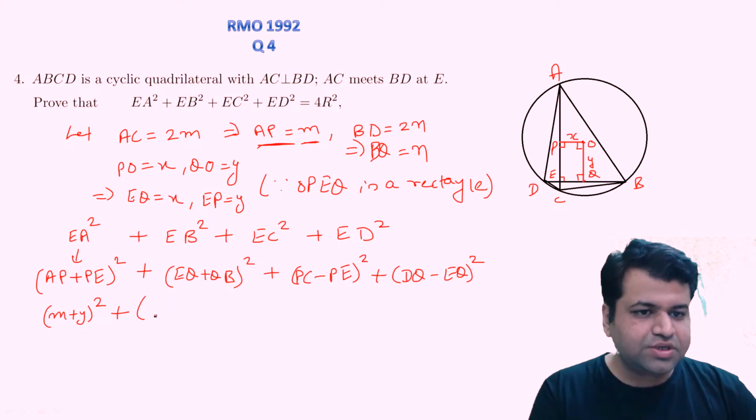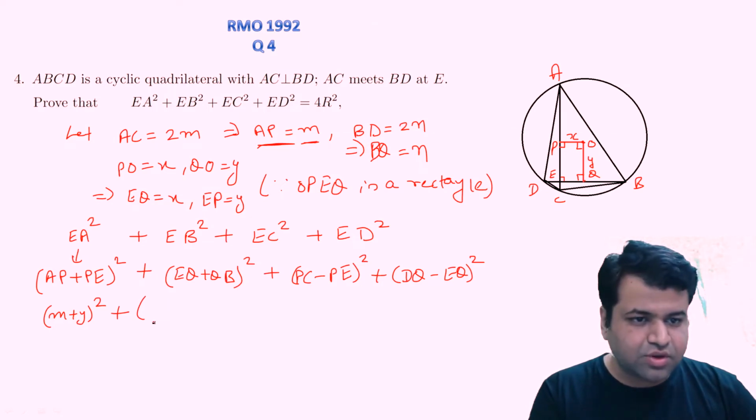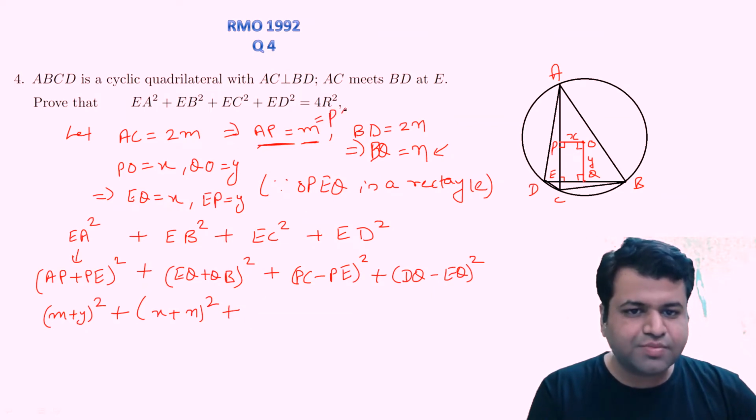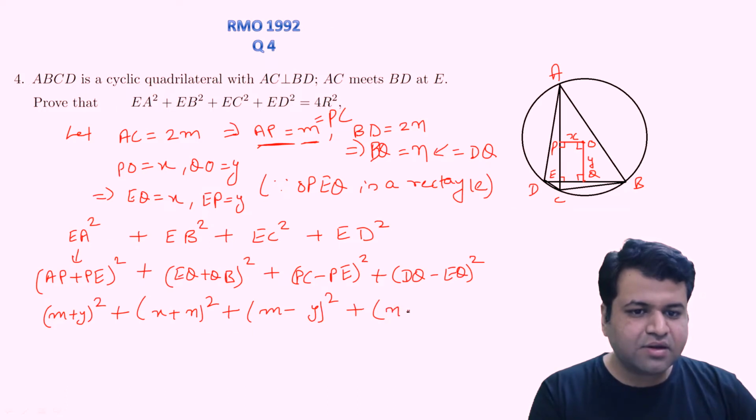So EQ is X and QB is N, right? BQ was N. So (X plus N) whole square plus PC squared will be M, AP is M, and that will also be equal to PC, right? Similarly, BQ is N, and that will also be equal to DQ, right? So PC was M minus PE. PE was nothing but Y, so (M minus Y) whole square, right? Plus similarly DQ is nothing but N minus EQ, which is nothing but X whole square, right?